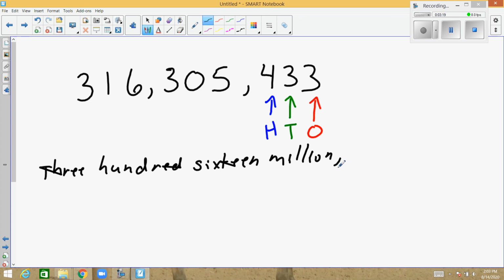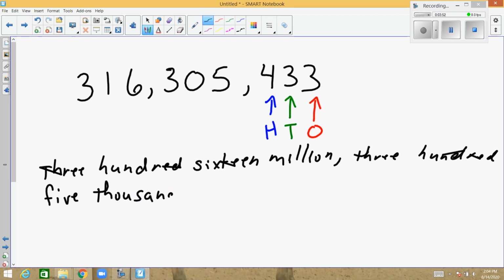And then, just like in English, we have that comma. Now we name the second group, which is 305. And of course, we already said that the name for that group, these 3 digits, is my thousands group. So 305, and that would be 305 thousand. Comma, just exactly like this comma. And then this number is 433.